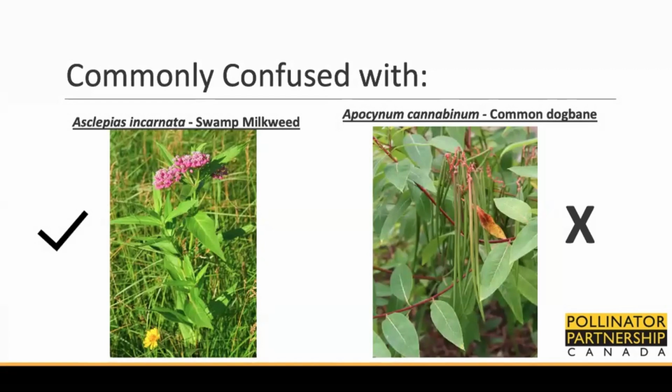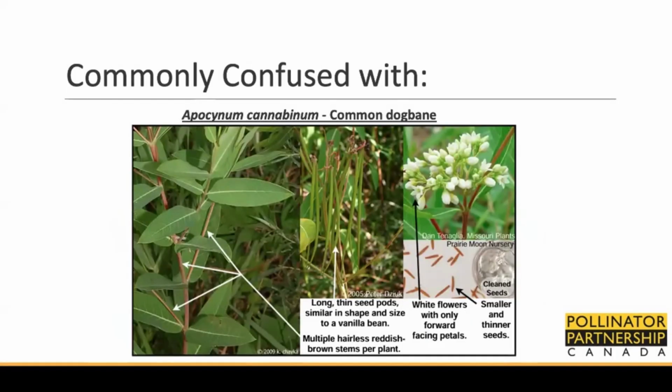One plant that swamp milkweed can occasionally be confused for is common dogbane, as this also tends to be present in wet areas. Leaves are shaped similarly, but pods are long and skinny, stems are red, and flowers are white. Although swamp milkweed can occasionally have a reddish-green stem, dogbane has multiple, more pronounced reddish-brown stems per plant. White flowers with forward-facing petals only. So with milkweed, they kind of have petals that face in the opposite direction of each other. And long, thin seed pods that are shaped a bit like a vanilla bean. The seeds are also much, much smaller and thinner.